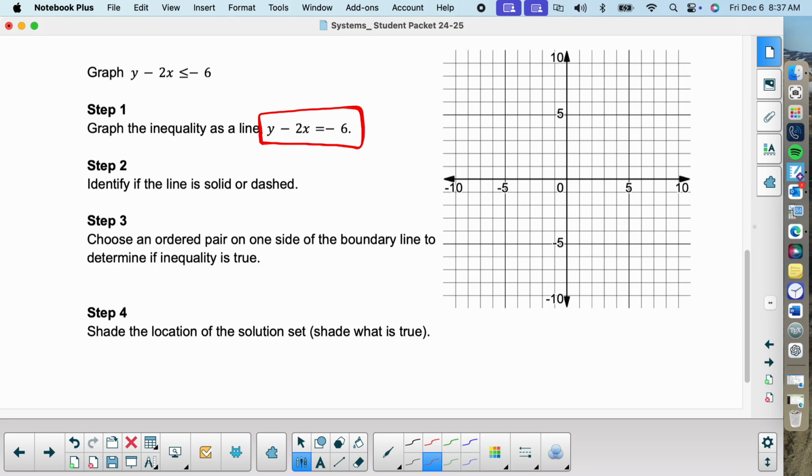But okay, standard form is the one where we cover up the x's and y's separately. So like this one, I'll cover up the y. It'll say negative 2x equals negative 6. And then I divide by negative 2. Gives me positive 3. So that's going to be my x-intercept.